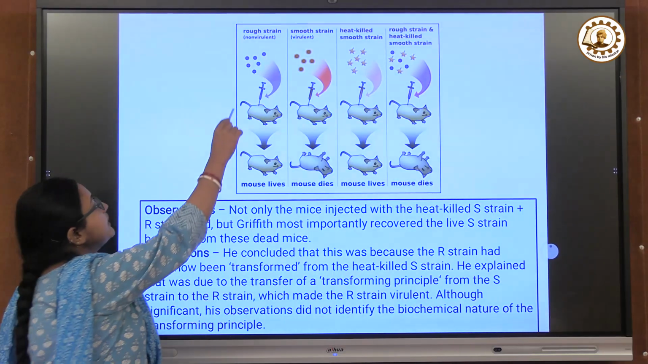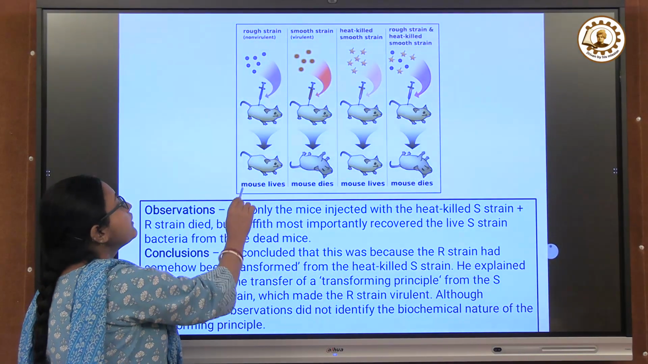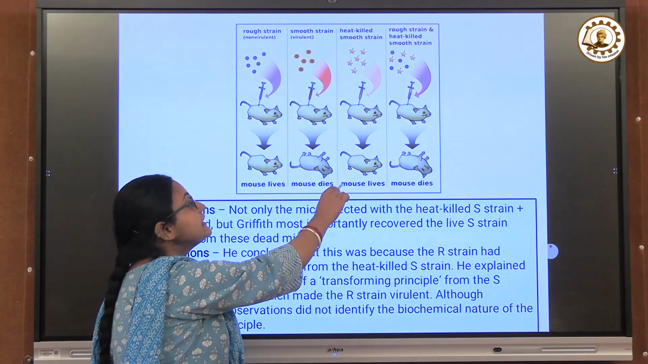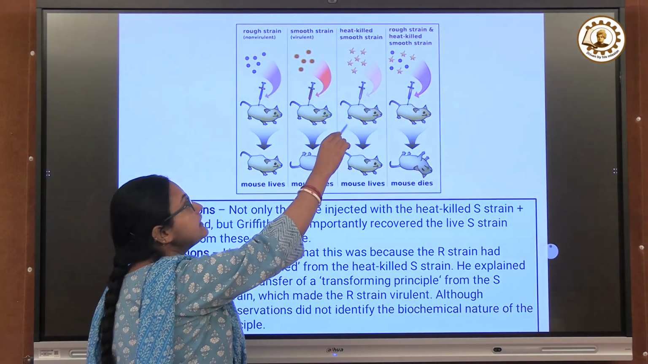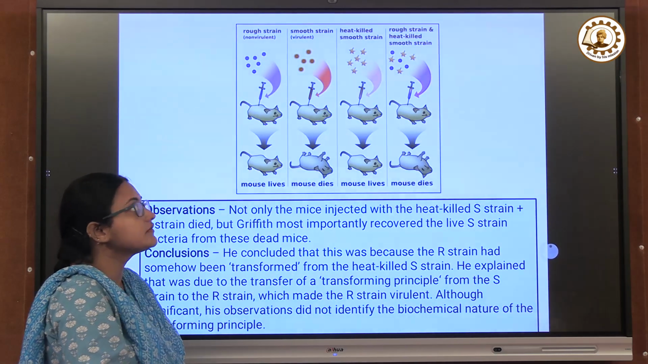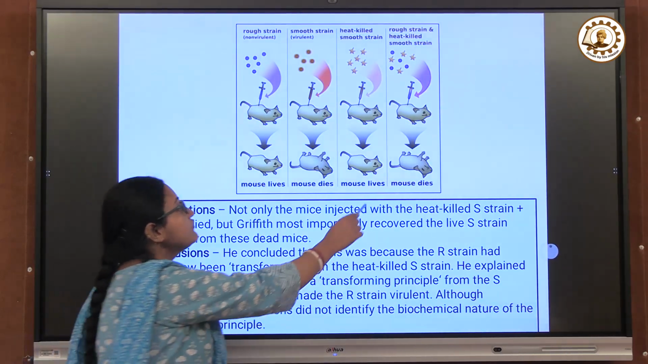You can see that the first injection of rough strain, the mouse lives. Injection of smooth strain, the mouse dies. Injection of heat-killed smooth strain, the mouse lives. And injection of R strain plus heat-killed smooth strain, the mouse dies.